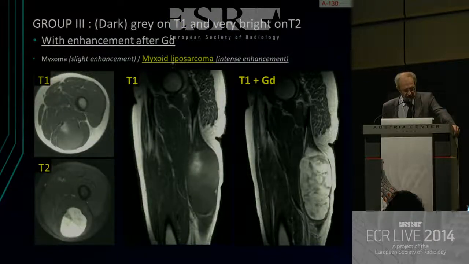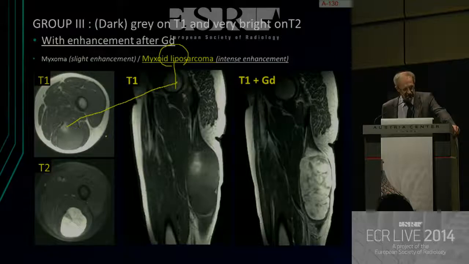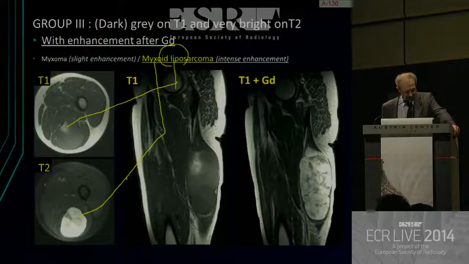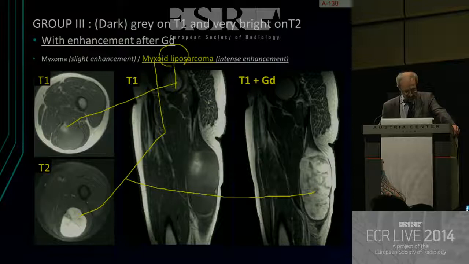Myxoid liposarcoma. How can we make a specific diagnosis? So there is lipo with a high signal intensity on T1, and you have myxoid tissue. And myxoid tissue is very, very bright on T2 and shows a lot of enhancement. So in this way, I can make the diagnosis of a myxoid liposarcoma.